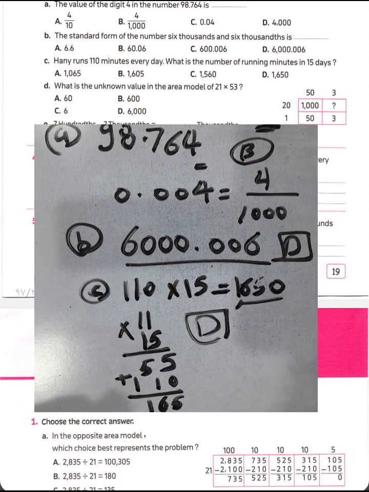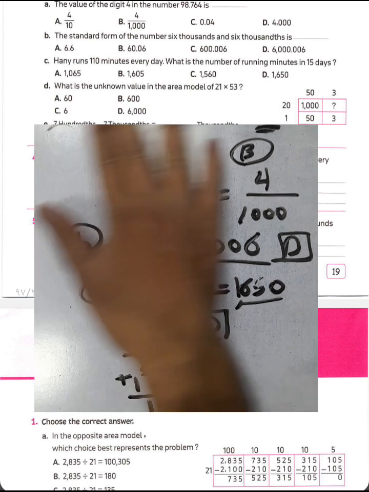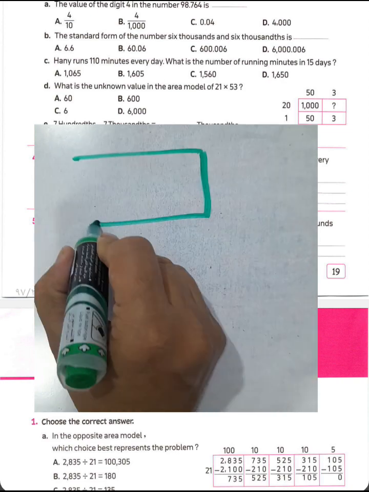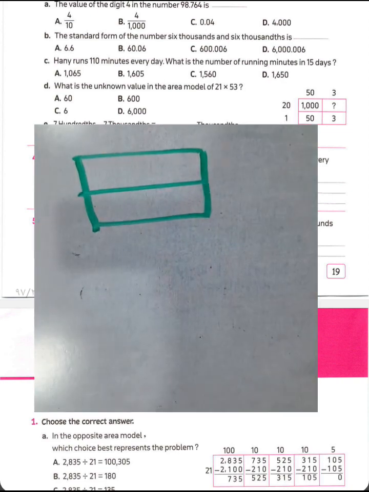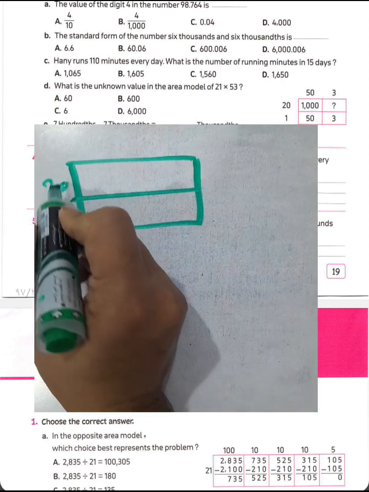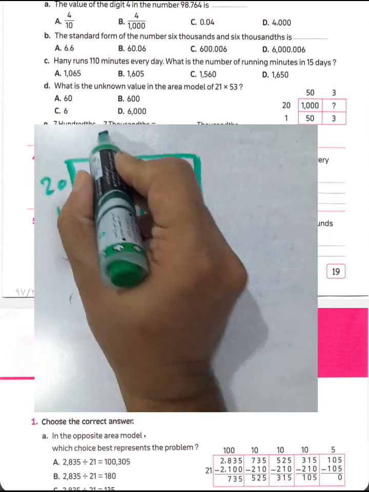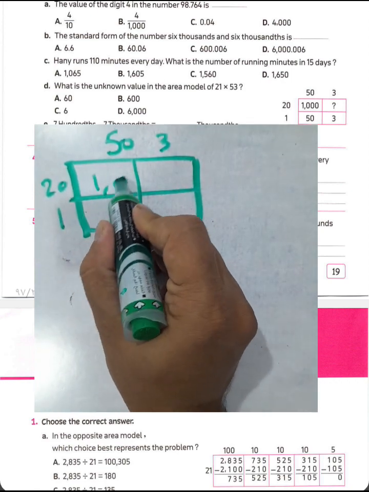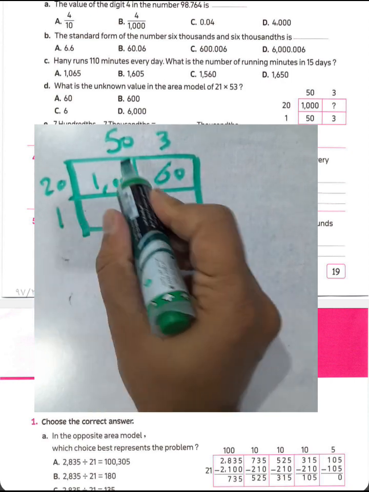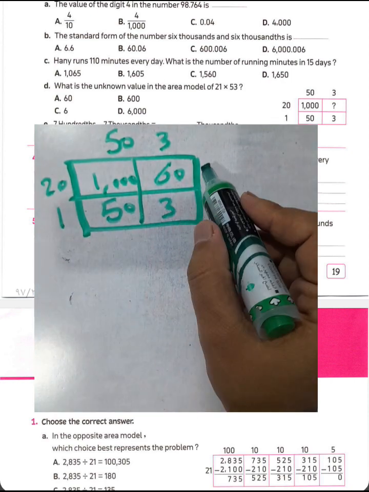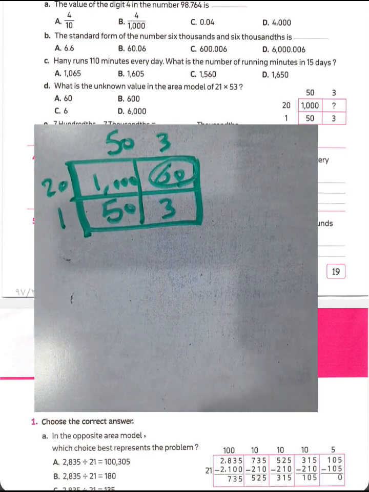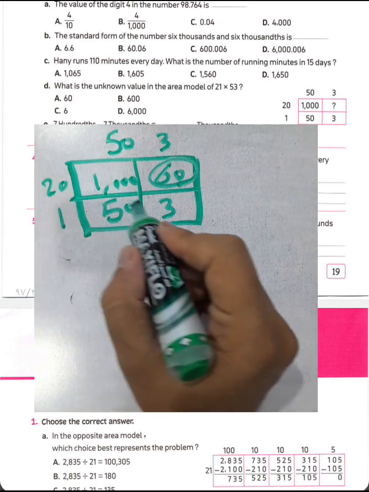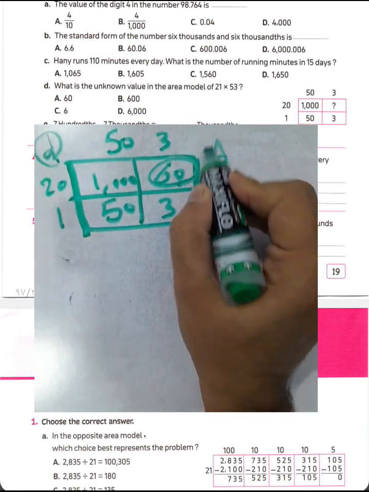Letter D. What is the unknown value in the area model of 21 times 53? In the area model, we have a table, and he wrote here 21, 50, and 3. We know 20 times 50 equals 1000. 3 times 20 equals 60. 1 times 50 equals 50. 1 times 3 equals 3. Means the unknown number here will be what? 60. Choose letter A for question D.